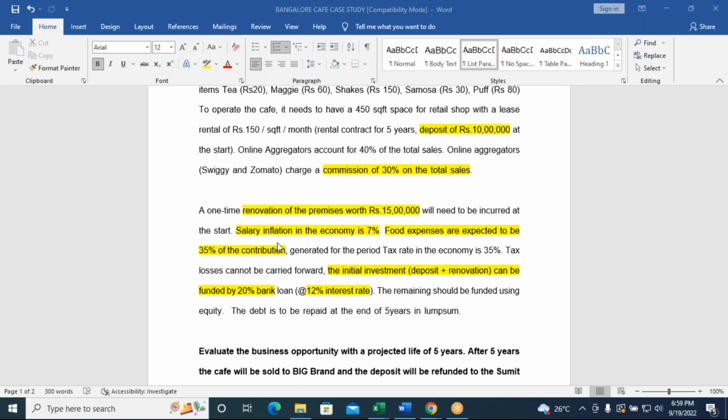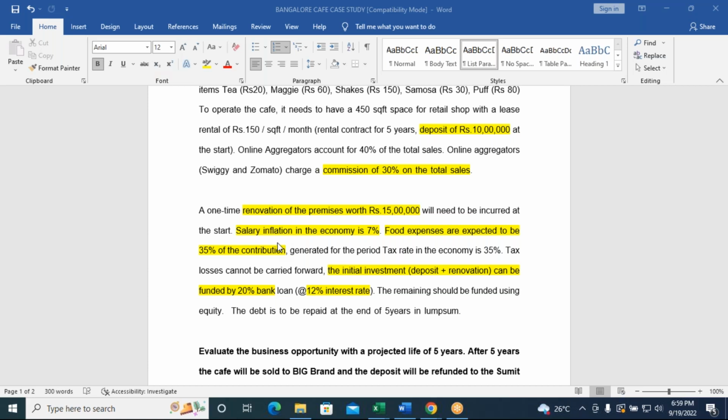Tax losses cannot be carried forward. So if there is any loss, it will not be carried forward. The initial investment, that is deposit plus renovation, can be financed by a bank loan of 20%. So out of that total, the deposit and renovation, on that 100%, he can take a bank loan of 20% at the rate of 12% interest. The remaining should be funded using equity.